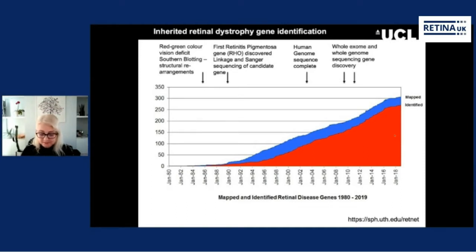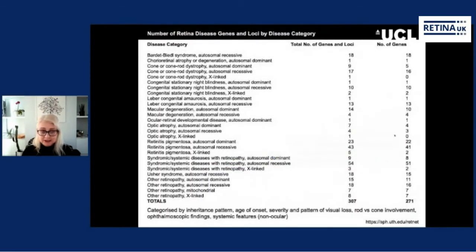So we've gone from knowing no genes that cause these conditions to the current situation, which is we now know there are 271 genes involved in this whole plethora of different types of retinal dystrophy.